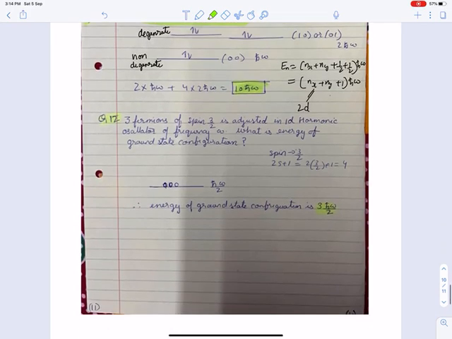So now the last question. 3 fermions of spin 3 by 2 are placed in a 1D harmonic oscillator of frequency omega. What is the energy of the ground state configuration? Now the spin is 3 by 2, so by the 2s plus 1 rule you can accommodate 4. There are 3, so they will take the first state. This state can accommodate 4, but we have to put 3, so you multiply by 3 into h cut omega by 2. So you will get the answer.